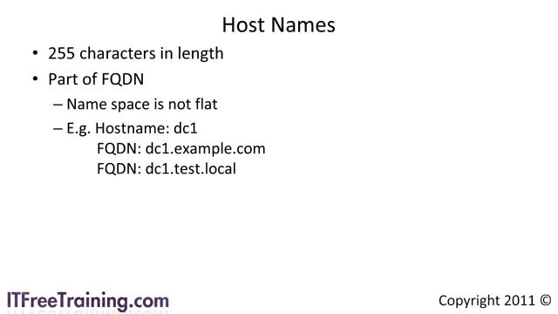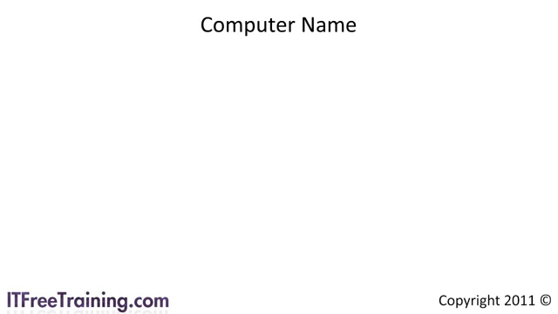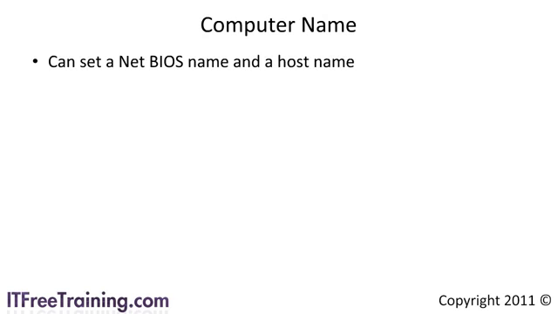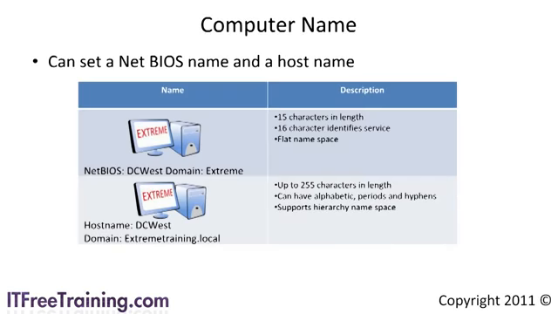This brings up the question of what is a computer name? Is it the NetBIOS name or the host name? To help your computer be compatible with older software, Microsoft allows you to set a NetBIOS name and a host name. For example, in this case, the computer will have a NetBIOS name of DC West and a domain name of Extreme. Notice also with NetBIOS, the domain name can only be up to 15 characters in length.